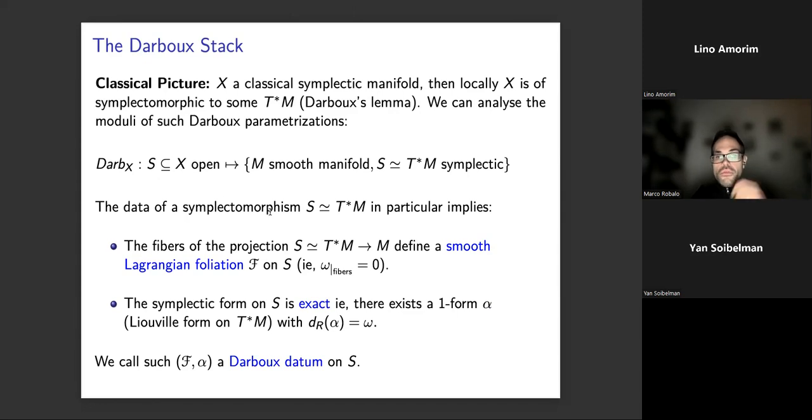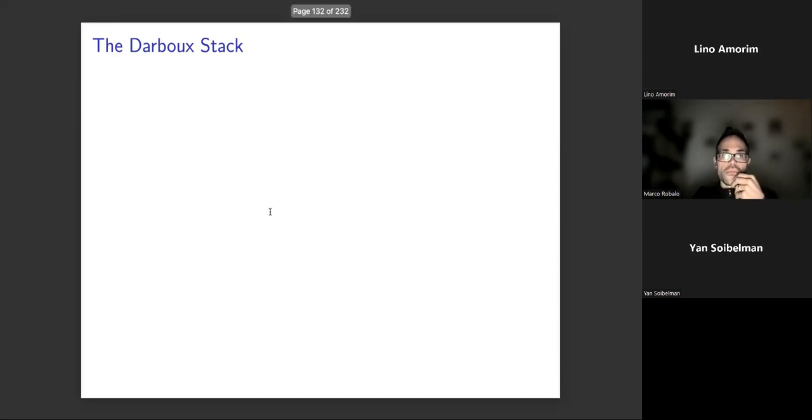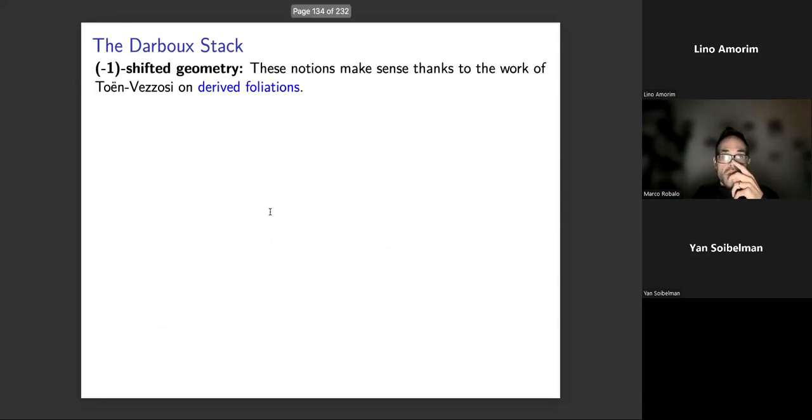So what we will do is essentially try to look at this Darboux stack first, observe that it forms a stack, and try to study this stack in the -1 shifted symplectic case. In -1 shifted symplectic geometry, this notion of foliations makes sense because of some recent work of Hennion and Vezzosi. They define derived foliations on derived stacks.